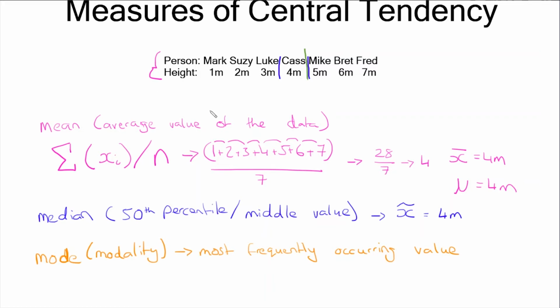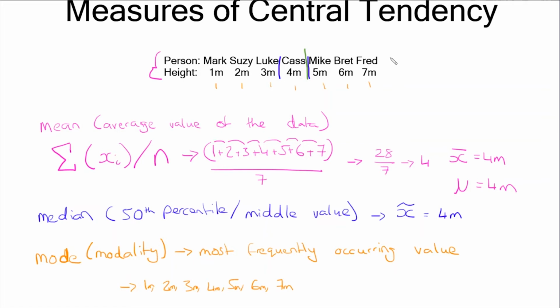Well, we see that 1 meter occurs once, and this occurs once, and once, and once, and once, and once, and once. What would you say the modality is? Well, actually, you would say that all of them are the mode. So the mode in this case would be equal to 1, 2, 3, 4, 5, 6, 7, and these are all meters, because each of these numbers occurs equally often, and most frequently as well.